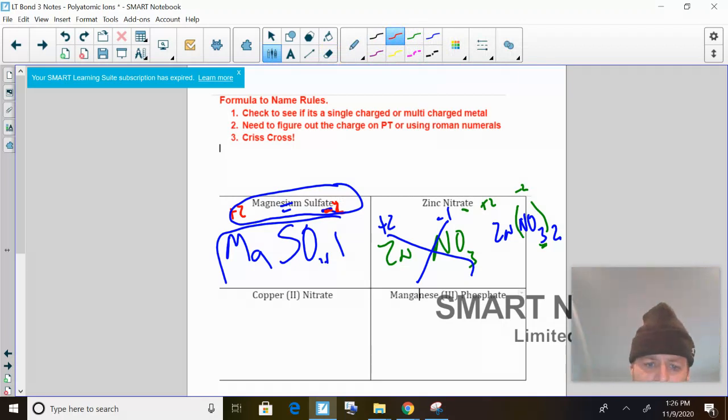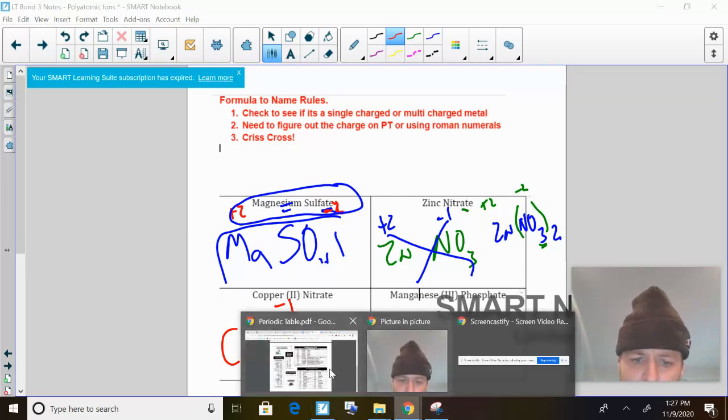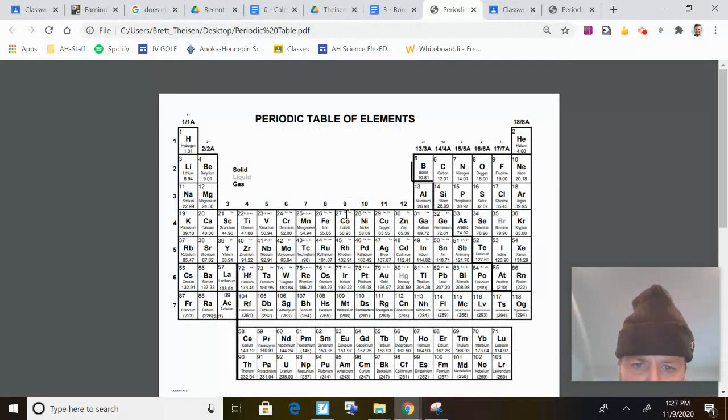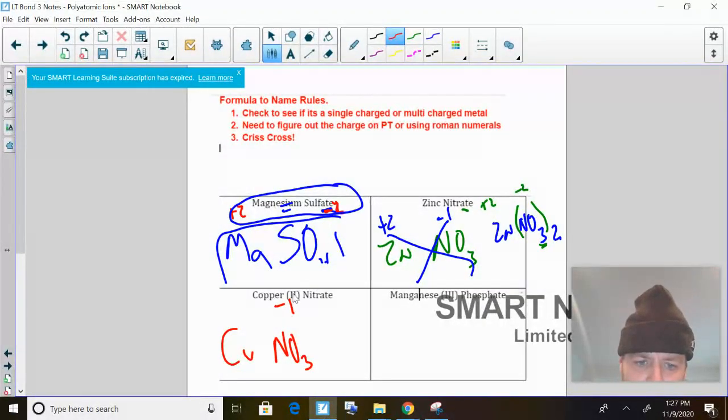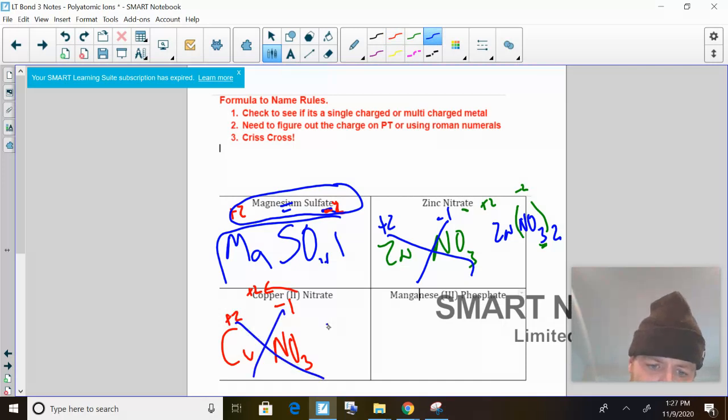Copper 2 nitrate, ready? Cu is copper, and then NO3 nitrate. Well, we know nitrate's -1 from the last problem. Well, what is the charge on copper? Copper can be a +1 or a +2. Well, it's +2 because the Roman numeral tells you that it's +2. So +2, -1. I crisscross them, and I'm going to get Cu(NO3)2, with parentheses around the nitrate. Okay.